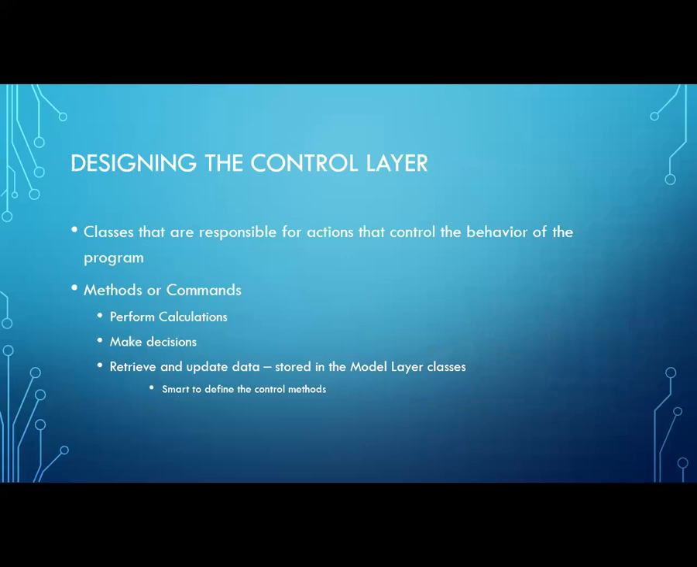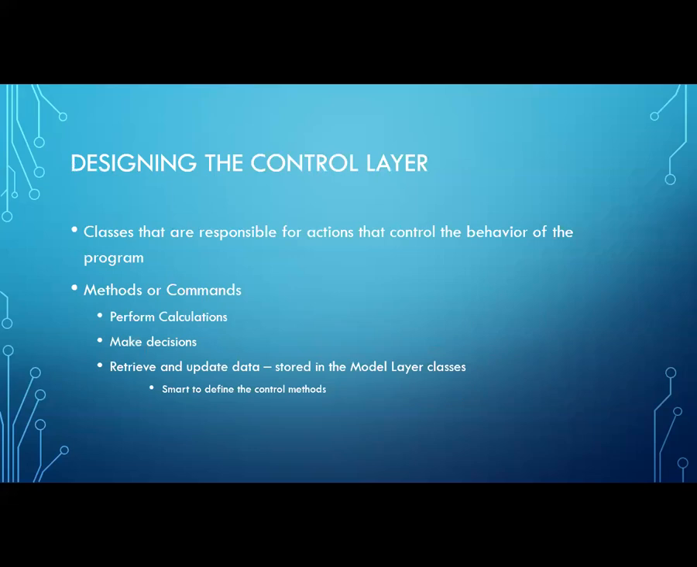The control layer consists of classes that are responsible for the actions that control the behavior of the program. These classes contain the methods and commands that get executed as a result of some action taken by the end user in an end user story. Control methods typically are responsible for the actions to be performed in the game. These methods are responsible for performing calculations, making any decisions, retrieving and updating data stored in the model layer classes.